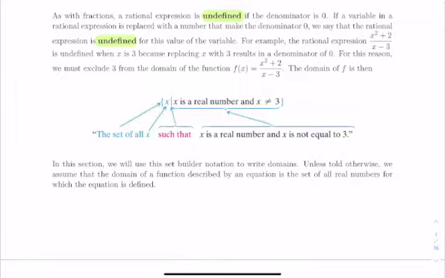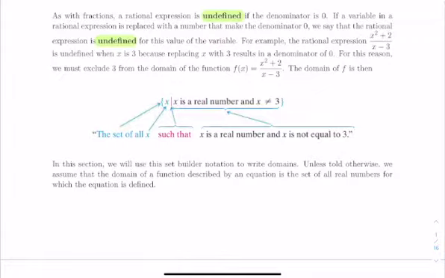For this reason, we must exclude 3 from the domain of the function, so the domain of f is the set of all x such that x is a real number and x is not equal to 3. In this section, we will use this set builder notation to write domains. Unless told otherwise, we assume that the domain of a function described by an equation is the set of all real numbers for which the equation is defined. So for example number 1, we're going to find the domain of each rational function.